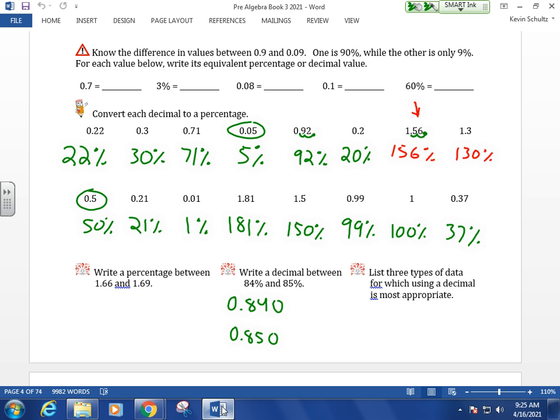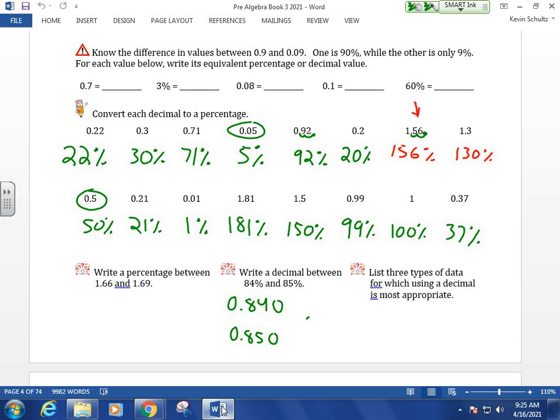And 0.37 is 37%. The 3 down below, we already kind of talked about this second one here. Write a decimal that's between 84% and 85%. The decimal 84%, 0.84, can also be written as 0.840. And 85%, 0.85, can also be written as 0.850. So what did you come up with as a potential decimal that's between 0.840 and 0.850?